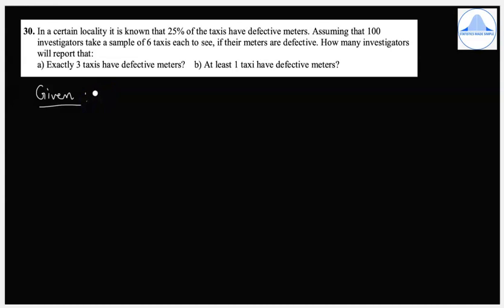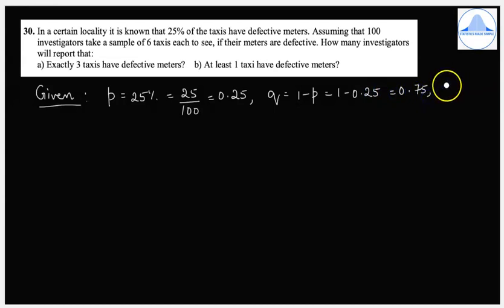So in a certain locality, it is known that 25% of the taxis have defective meters. So this is small p, that is 25%. You convert it into decimals, that is 25 divided by 100 is equal to 0.25. Then you also need q, which is 1 minus p, which is 1 minus 0.25, which is 0.75. Assuming that 100 investigators, so this is capital N, which is equal to 100.